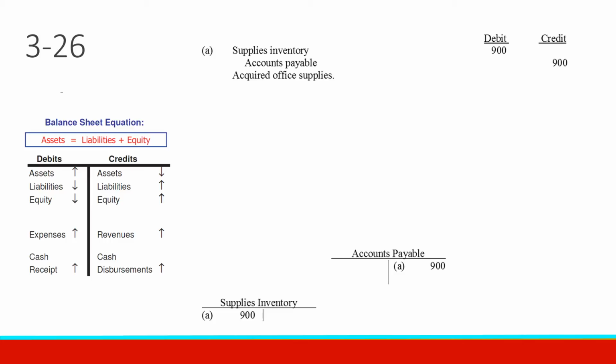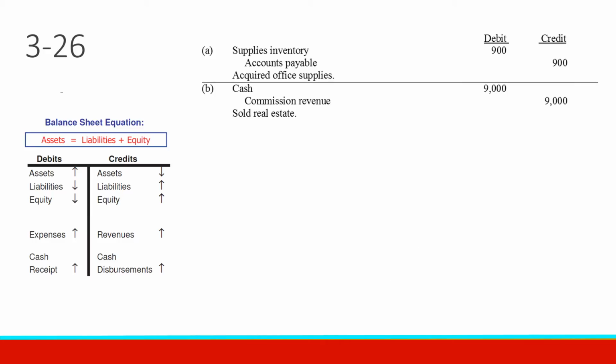Let's post that first transaction into T accounts. We can see depicted below two T accounts, supplies inventory and accounts payable. The asset, the supplies inventory, has received a debit of $900, and the liability, accounts payable, has received a credit of $900.